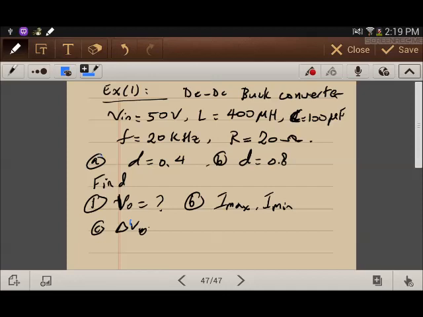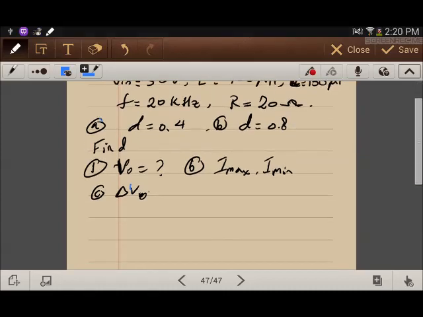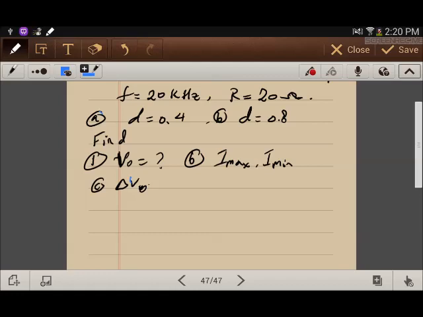First, we will analyze the circuit at duty cycle 0.4, and then we will analyze it when the duty cycle is 0.8. So we will see how the duty cycle affects the output voltage, the maximum and minimum current, and the peak-to-peak ripple of the output voltage.